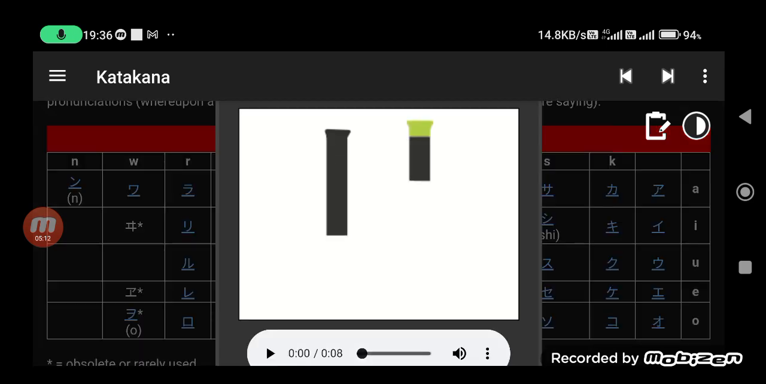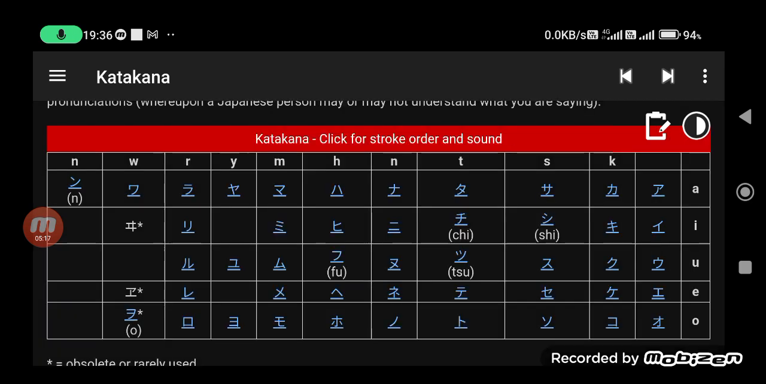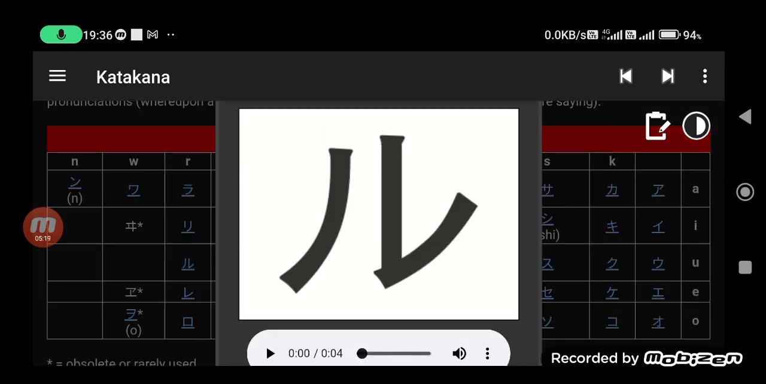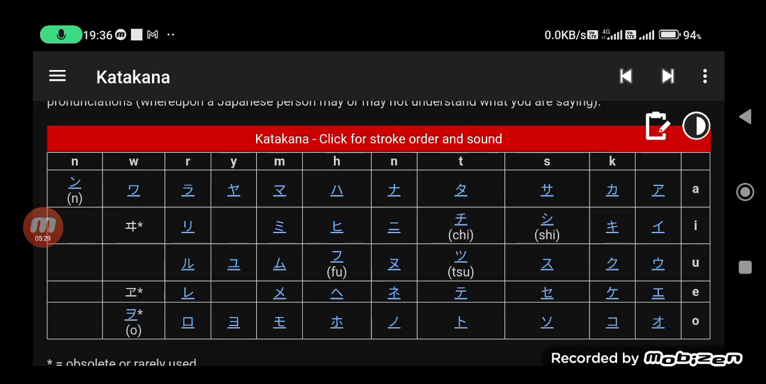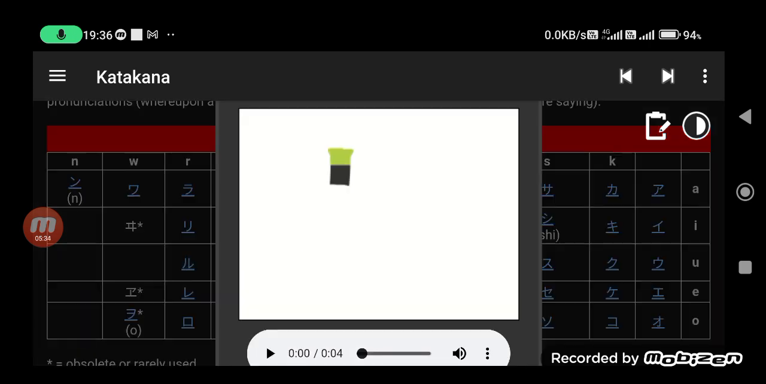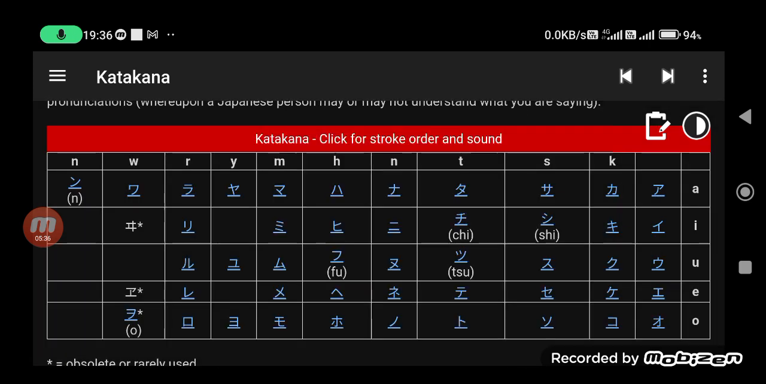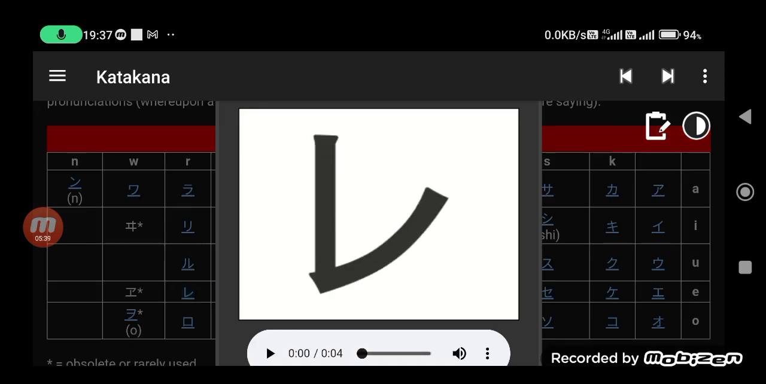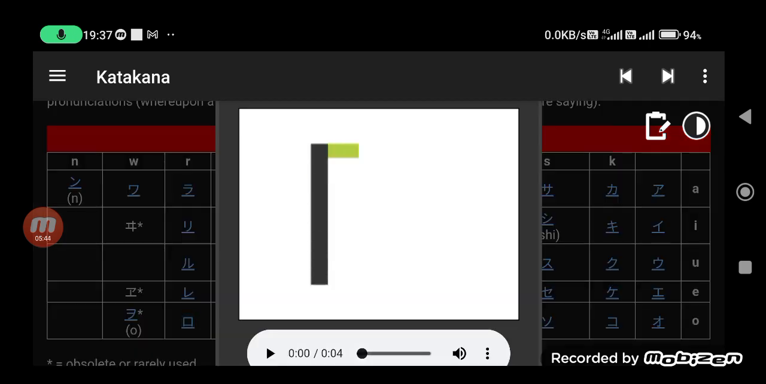Okay, this is re, re. 2 strokes, re, re. And then ru, ru. Please follow the stroke order. You start with that green part and follow the direction. And by the way, you can screenshot this table. Again, that's ru. Let's proceed now with re. It's re. And this is ro.